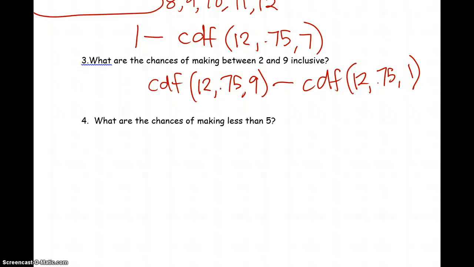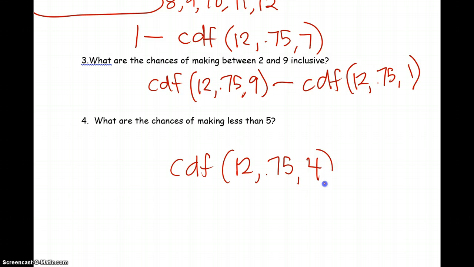What are the chances of making less than 5? Less than 5 means I make 4, 3, 2, 1, 0. So I'm going to do CDF 12, 0.75, 4. You have to be very careful, you have to read it very carefully whether it says exactly 5, at least 5, more than 5, less than 5. If this is less than 5, that's 4, 3, 2, 1. Okay? So I think that's everything.